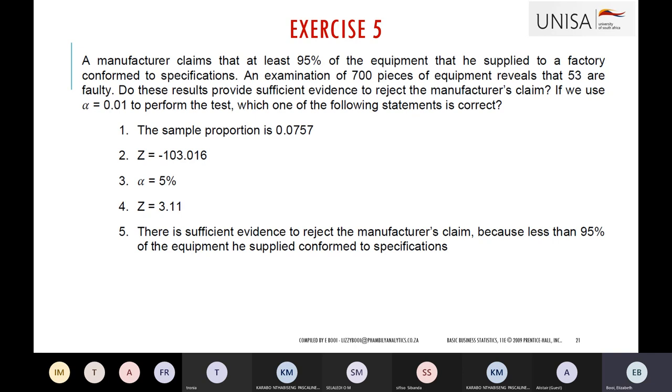At least 95% of equipment that he supplied to a factory conform to the specification. An examination of 700 pieces of equipment reveals that 53 are faulty. Does this provide sufficient evidence to reject the manufacturer's claim? If we use alpha at 0.01 to perform the test, which one of the following statements is correct? Let me know when you are done.